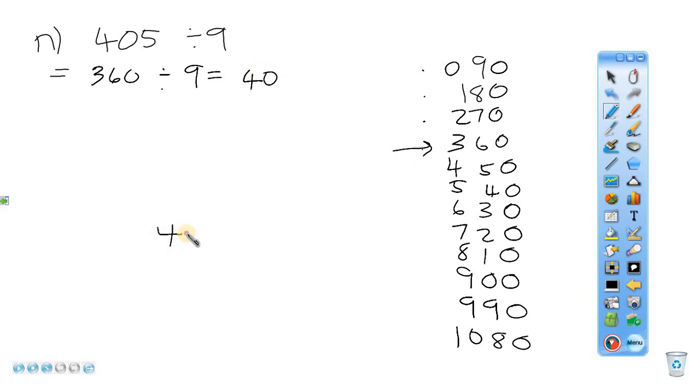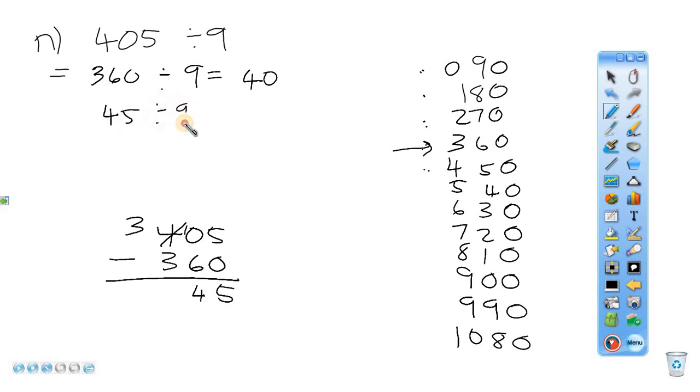Now let's see how much we're left with. So I say 405 minus 360. 5 minus 0 is 5. 0 minus 6, you can't. If I have nothing, I can't give you 6, so I borrow. This 4 becomes a 3. 10 minus 6 is 4. Now look at your 9 times table, and 45 is on there. How much? 1, 2, 3, 4, 5 times. I'm going to say 45 divided by 9 equals 5. And now we can add that up. 40 plus 5 is 45. And now we're done.